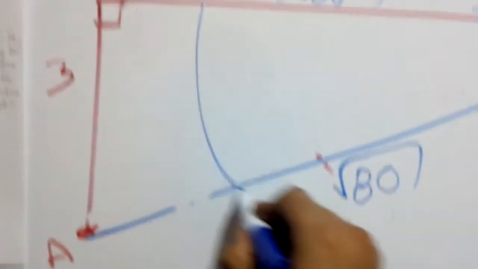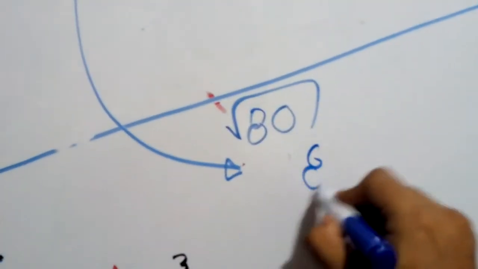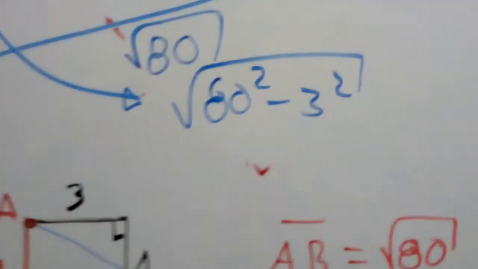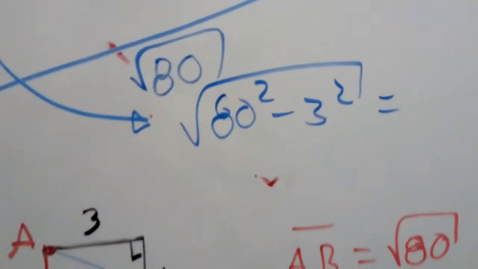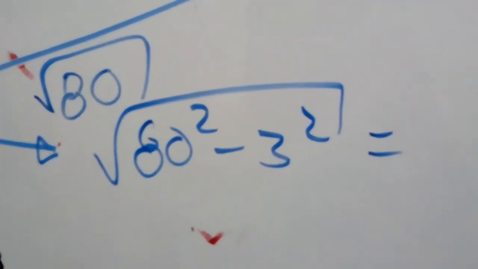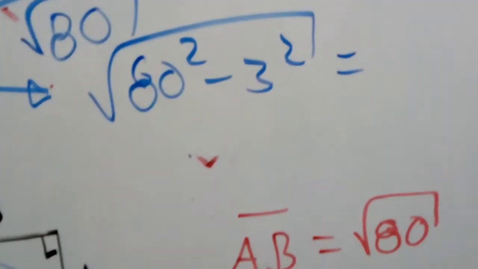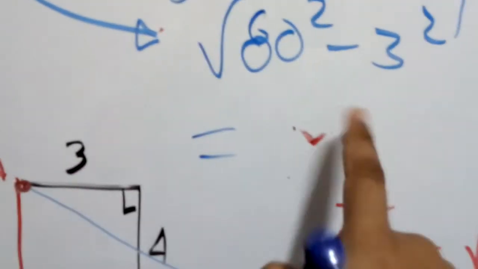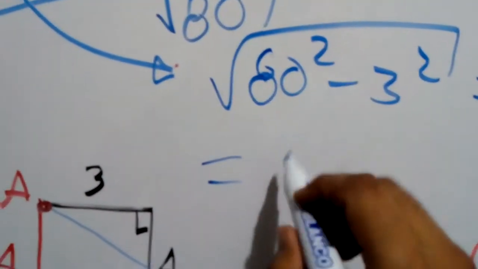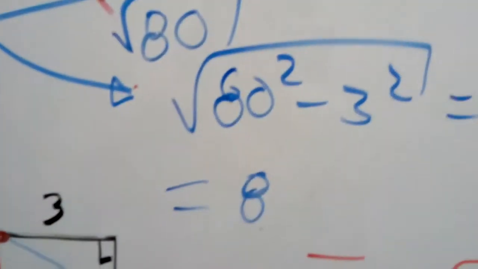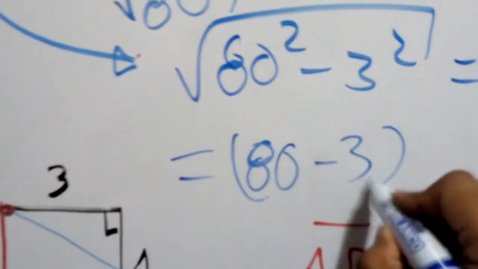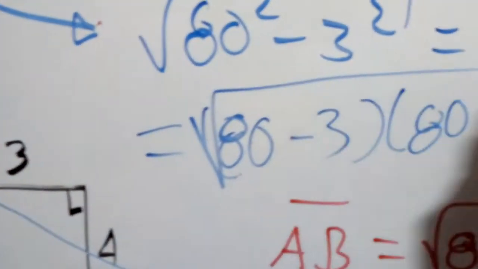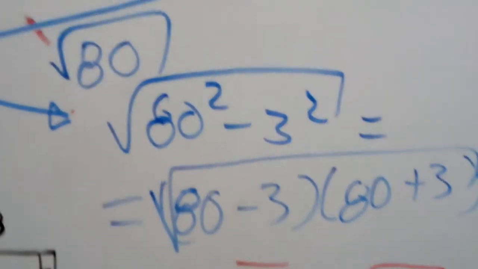So let's do this calculation here below. It is the root of 80 squared minus 3 squared. Well, it's a number, and this number is the solution, so just do it. Maybe we can apply some algebra. This is a difference of squares, so it's 80 minus 3 multiplying 80 plus 3. If you reach this part, you're done, you've basically solved the problem.